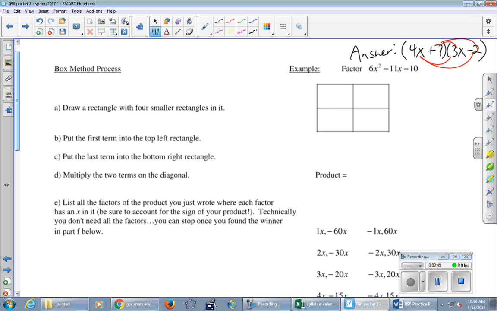Okay, so the process. We draw this little 2x2 box. You take the first thing, that's 6x squared. Do you remember where it goes? Top left. Put 6x squared right in there. Go ahead. And then we take that middle thing, that negative 11x, and I'm just going to write it down here next to the word sum. Sum of two things is supposed to be negative 11x. We're going to get more information about that.